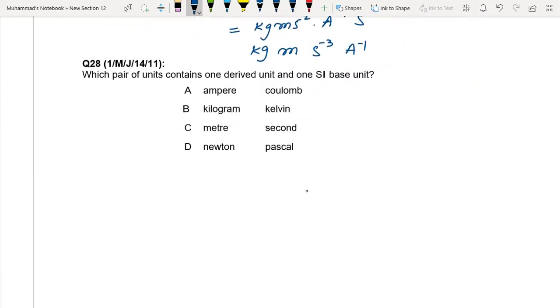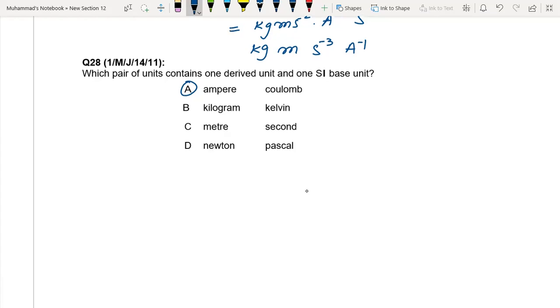Which pair of units contains one derived unit and one SI base unit? Ampere is SI base, coulomb is derived. So 28 A is the correct option. Kilogram is base, Kelvin is base, meter is base, second is base, Newton is derived, Pascal is derived. So these two have derived units, two base units, one base and one derived.